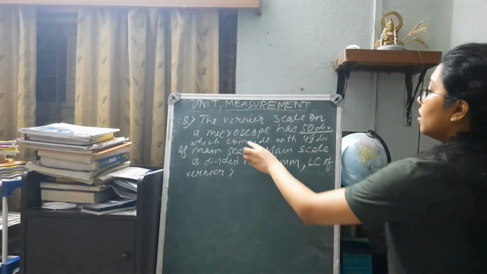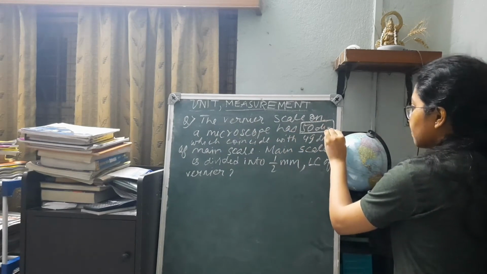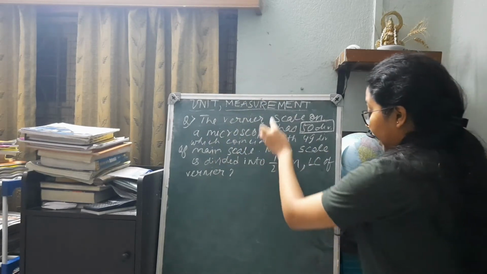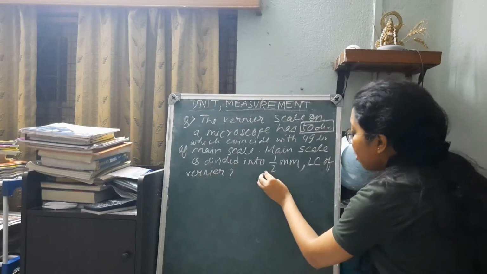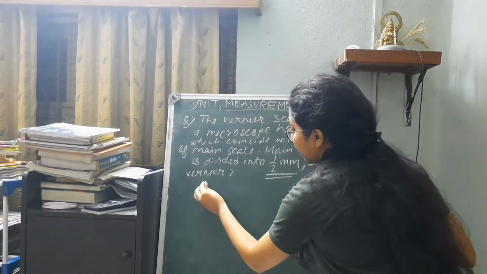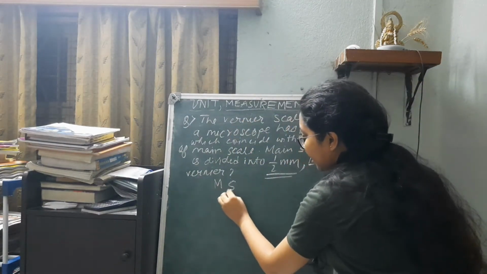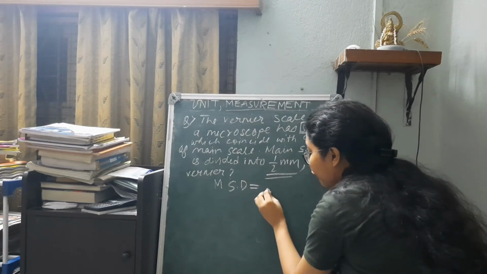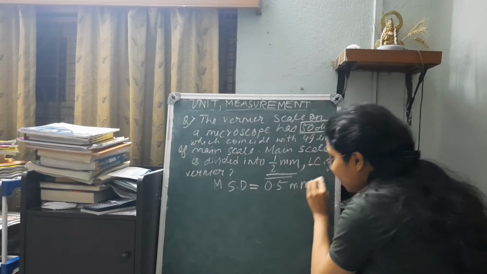The first part, the vernier scale has 50 divisions, which coincide with 49 divisions of the main scale. Now the second most important part, the main scale is divided into half millimeter divisions. That means the main scale division, or MSD, is half a millimeter. Half means 0.5 millimeter.